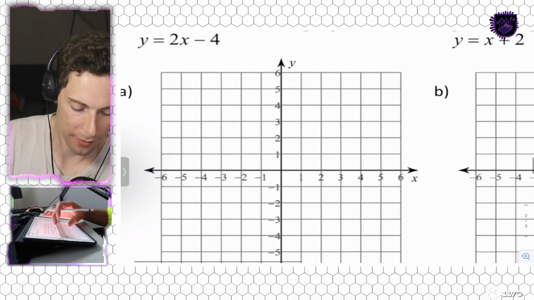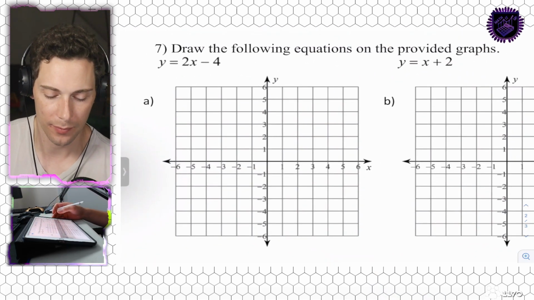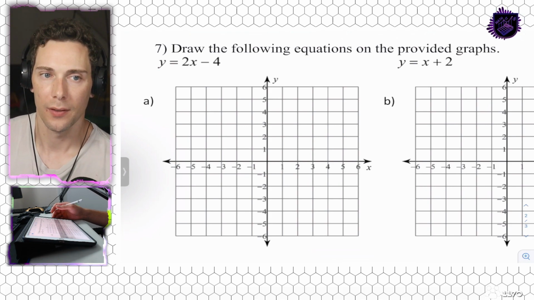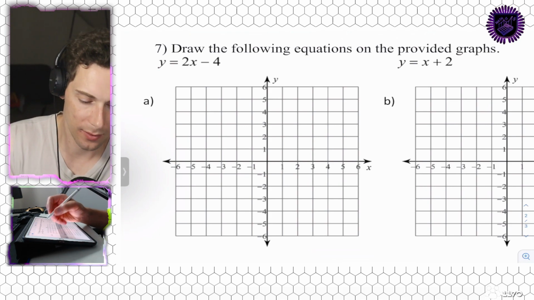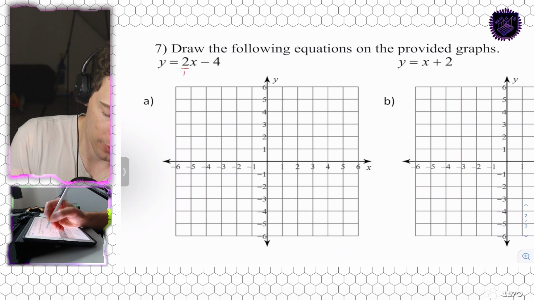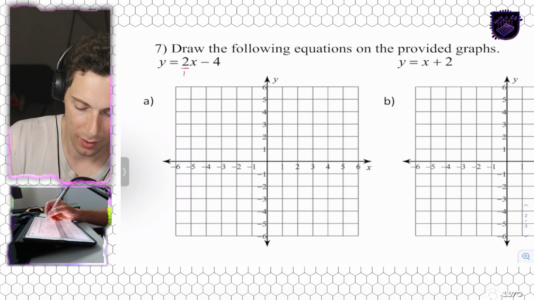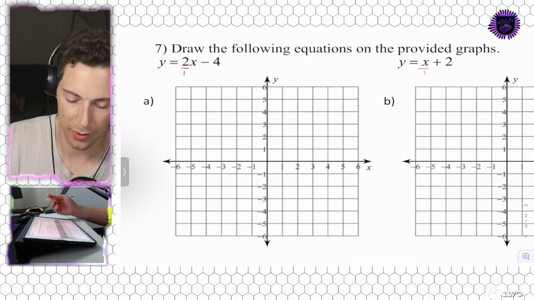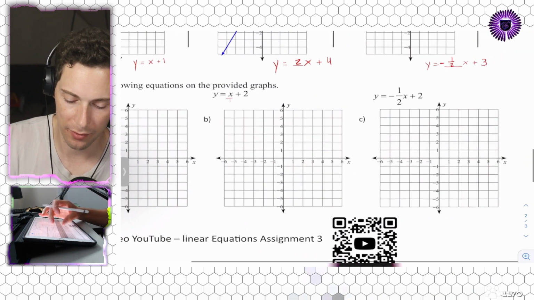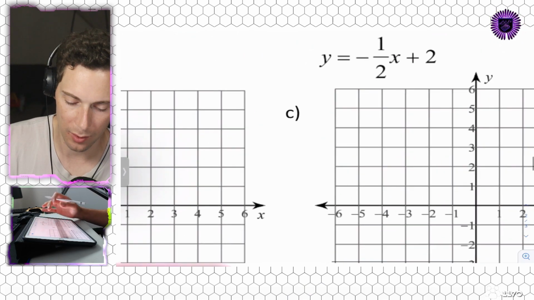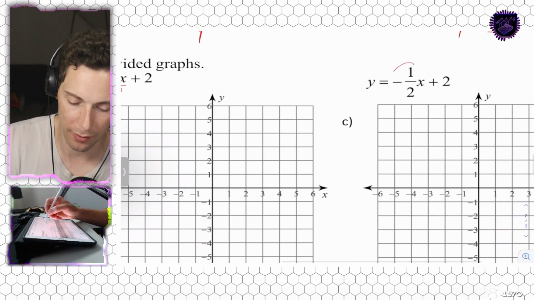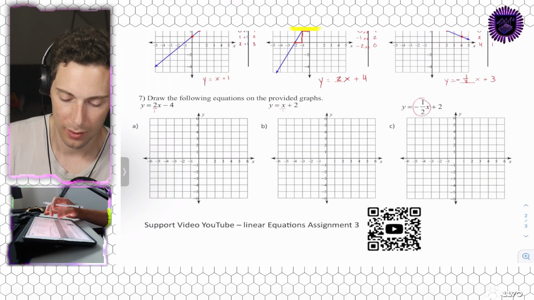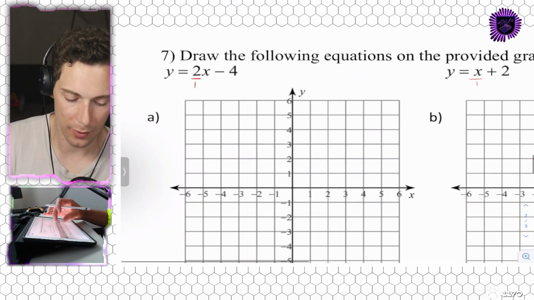Okay, graph the following lines. Now, this is 2 over 1. This is 1 over 1, x over 1, which is going to be anything divided by 1 is itself. And then this is, you see the slope right here, negative 1/2. Let's go back to 7a.